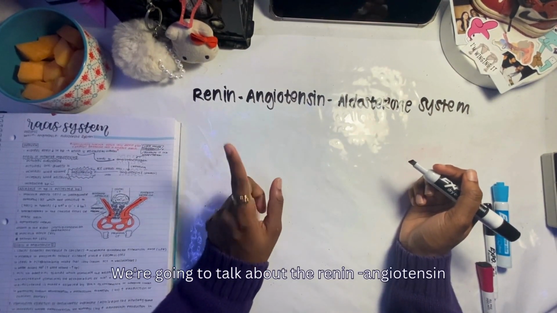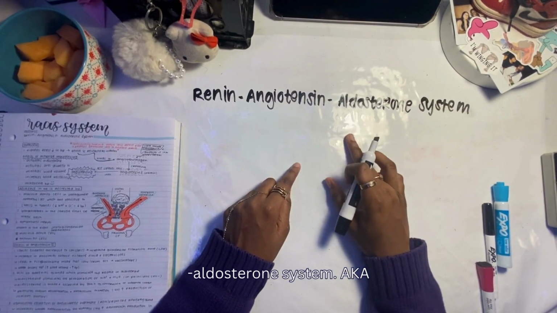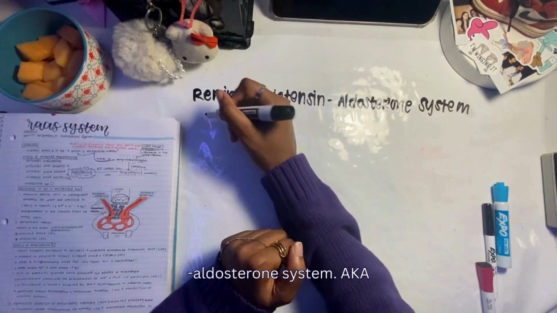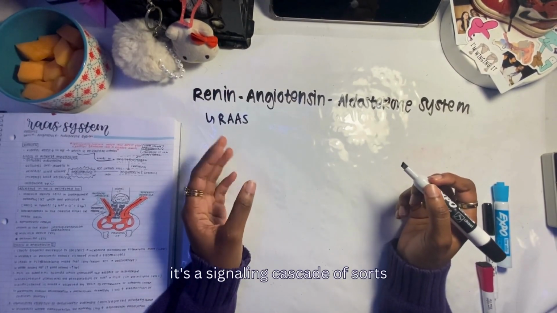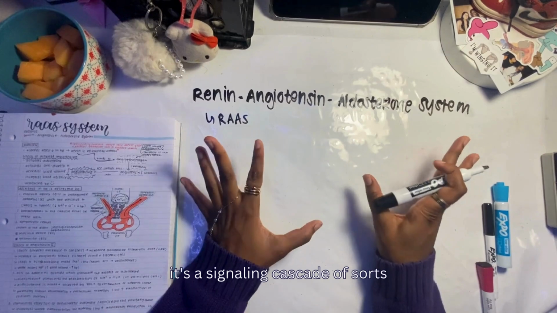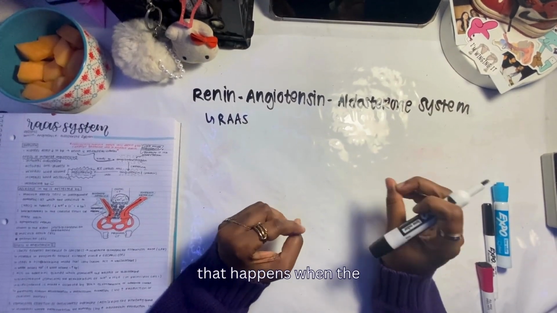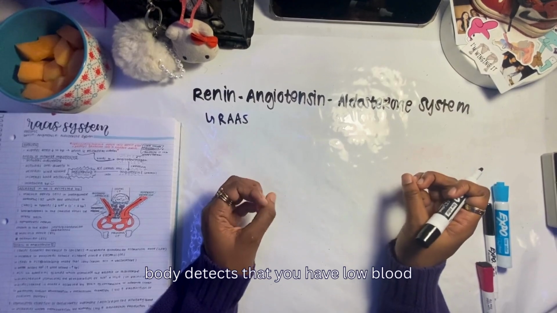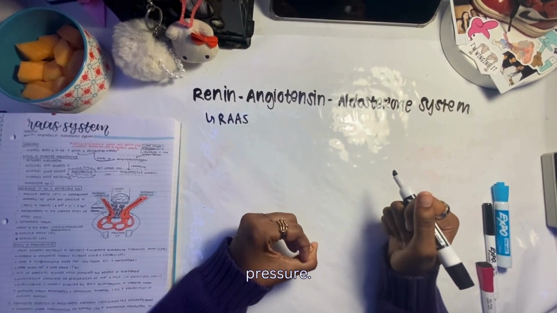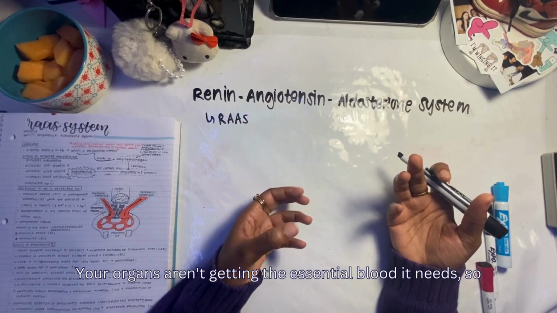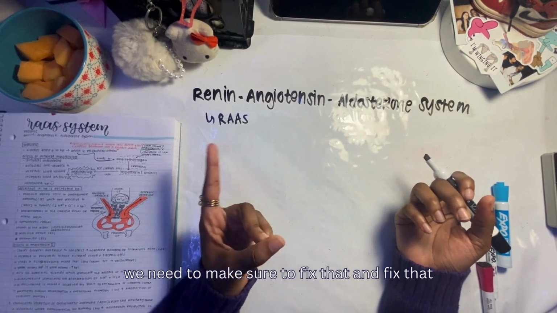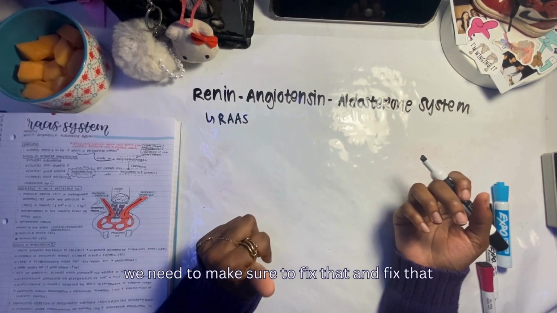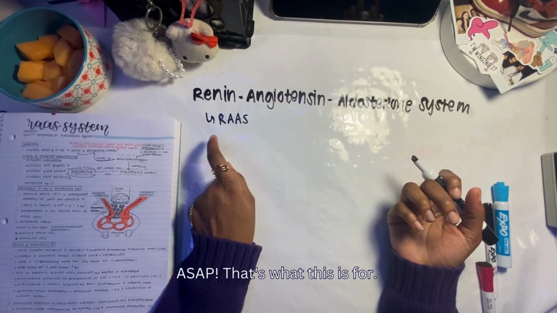We're going to talk about the renin-angiotensin-aldosterone system, also known as RAAS. It's a signaling cascade of sorts that happens when the body detects that you have low blood pressure. Your organs aren't getting as much essential blood as they need, so we need to fix that ASAP. That's what this is for.